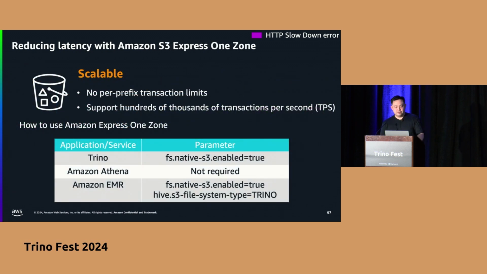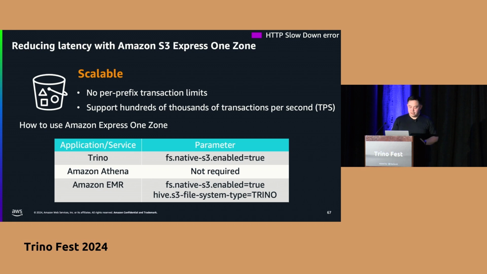One of the key benefits of using S3 Express One Zone in Trino is its scalability. Unlike a general-purpose bucket, this bucket has no per-prefix TPS limit, and Amazon S3 Express One Zone supports hundreds of thousands of transactions per second. So by using this storage class in Trino, you can reduce the chance of HTTP slowdown errors.